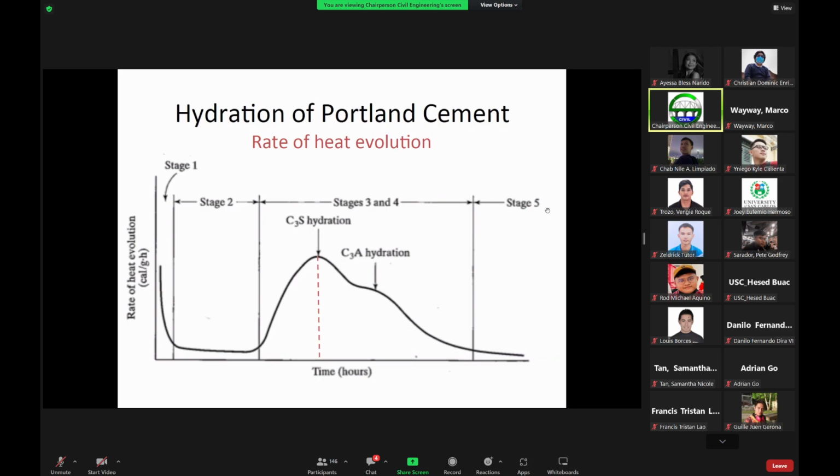Then we reach stage 5. Stage 5 is the steady state. We reach this within 18 to 36 hours after the hydration process starts. So that's around 1 to 2 days. We reach this steady state, and this determines the rate of the later strength gain of your concrete. Whatever hydration happens after this stage will determine how fast we gain strength until we reach the ultimate strength of your concrete.